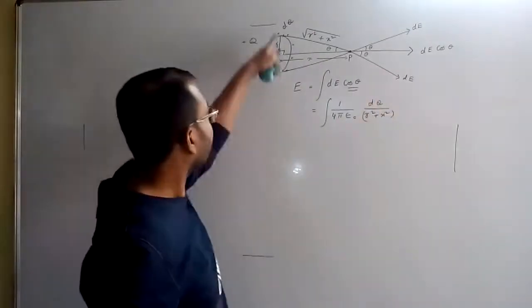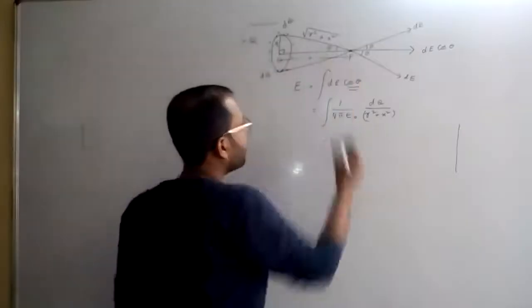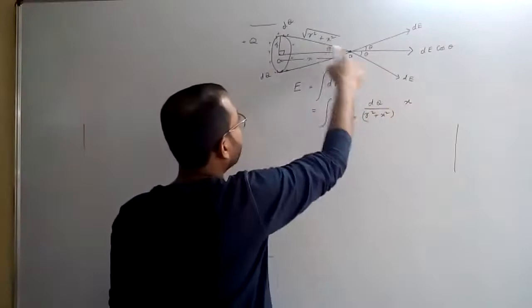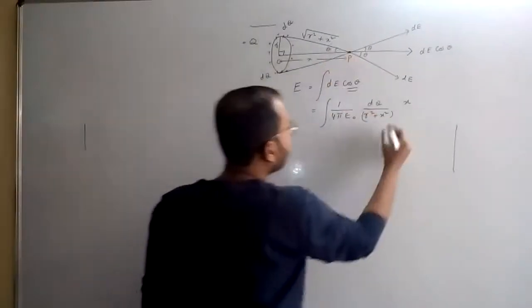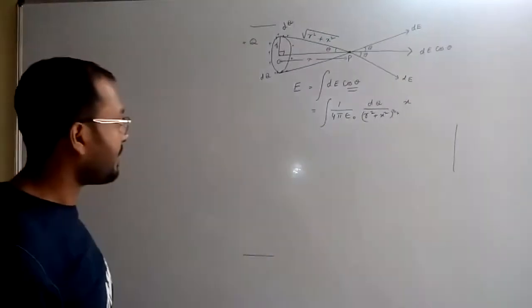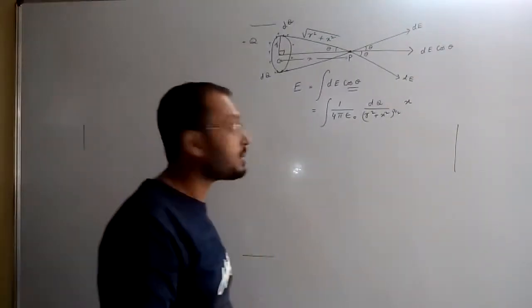And then we need cos theta. Well, cos theta from this right angled triangle is just base divided by hypotenuse. The base is x, the hypotenuse is the square root of r squared plus x squared, which makes the denominator here r squared plus x squared to the power of 3 by 2. Now first of all, to integrate this, we take all the constants out.